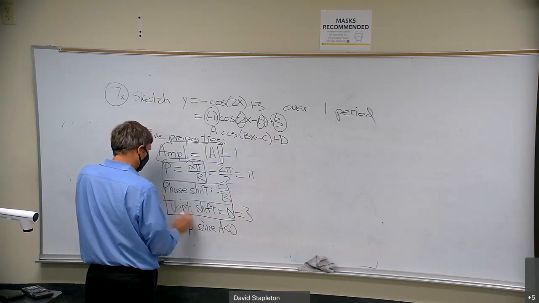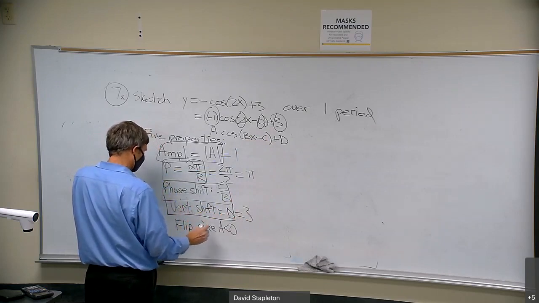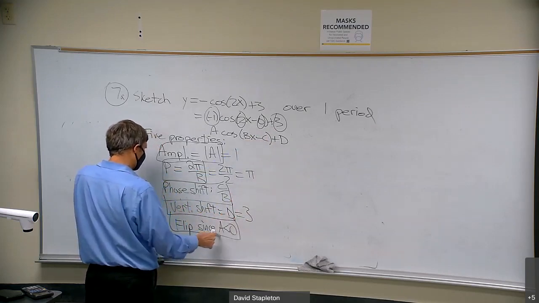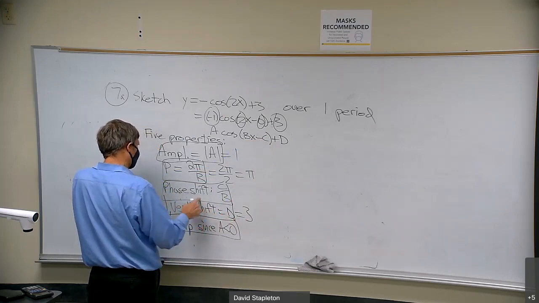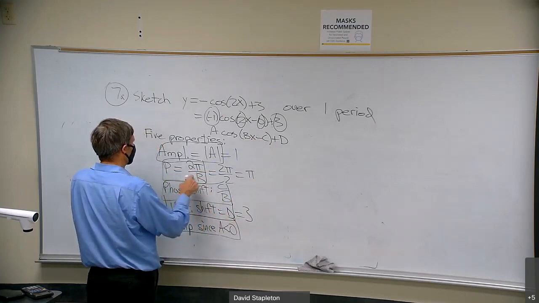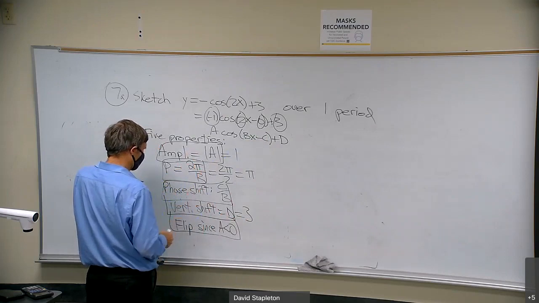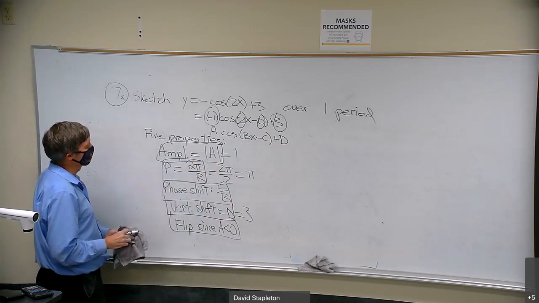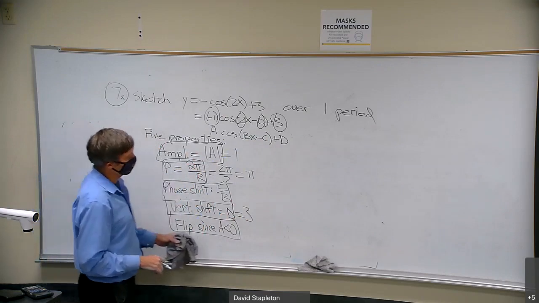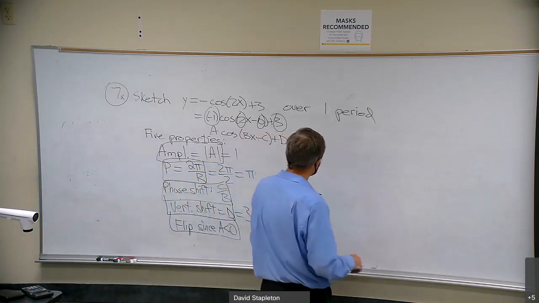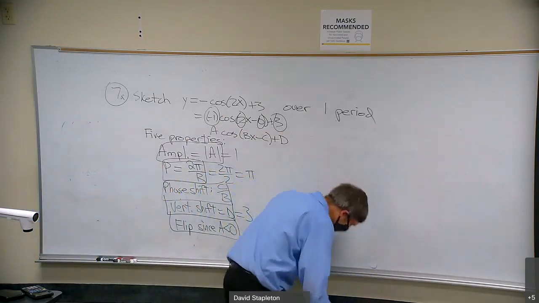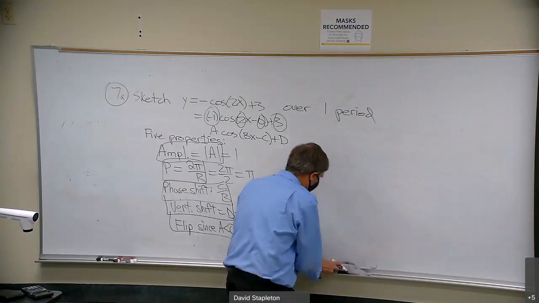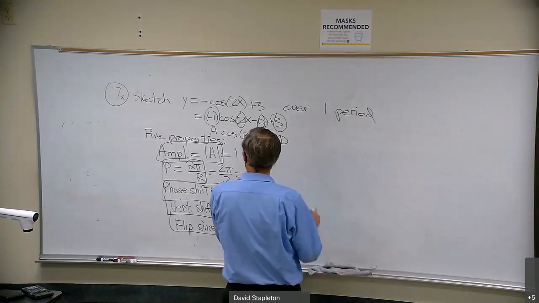So you memorize these things. Flip if a is negative, vertical shift is d, phase shift is c over b, period is 2 pi over b, amplitude is absolute value of a. Then you can sketch any trig function just from its basic graph, using these properties. For sine or cosine, it's a wave, right? Something that goes on forever, repeating the same form.